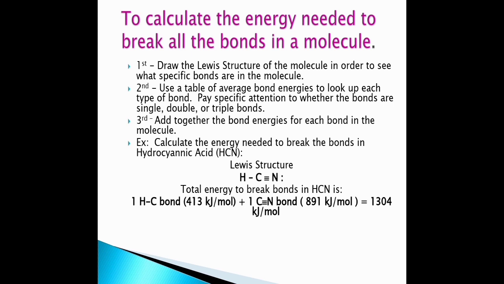Example: calculate the energy needed to break the bonds in hydrocyanic acid. Lewis structure HCN. Total energy to break bonds in HCN is: the H-C bond is 413 kilojoule per mole. The C-N bond energy is 891 kilojoule per mole.